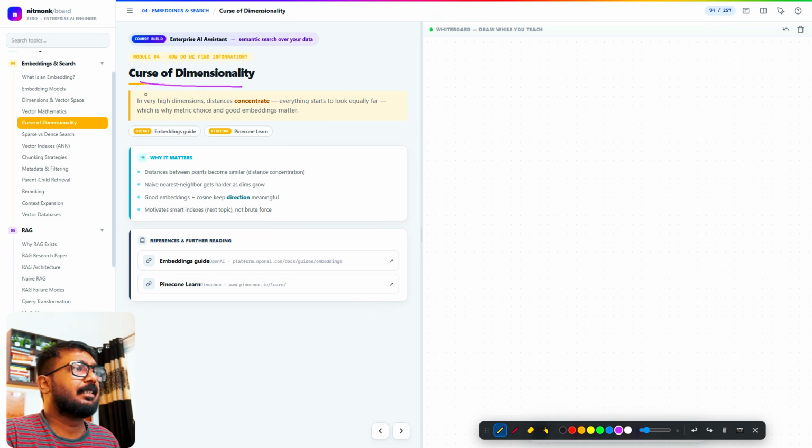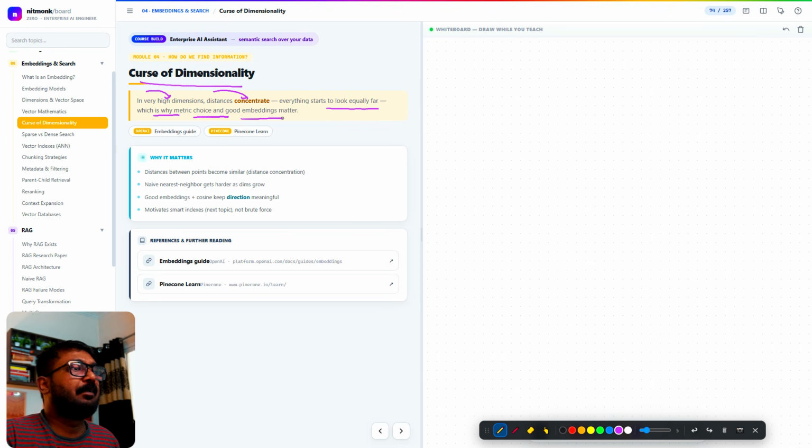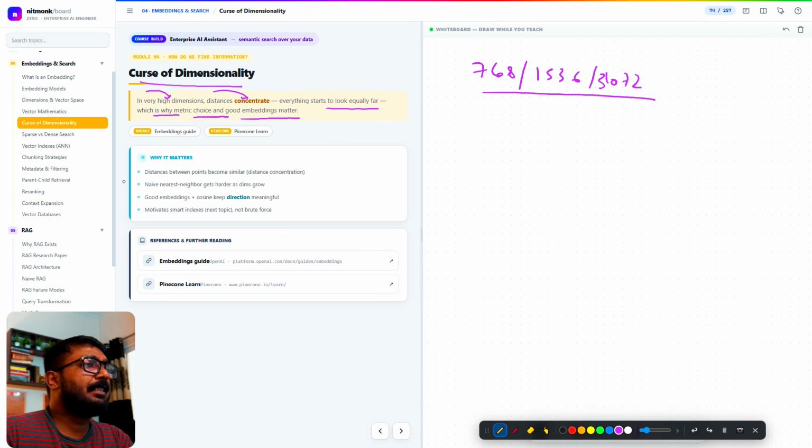Now, the curse of dimensionality: in very high dimensions, distance concentrates. Everything starts to look equally far, which is why metric choice and good embeddings matter. Whenever you select a RAG application, try to figure out what kind of documents you are selecting and what kind of queries could be asked, then select the dimension, let's say 768, 1536, or 3072, correct. Now, distance between points becomes similar: distance concentration.